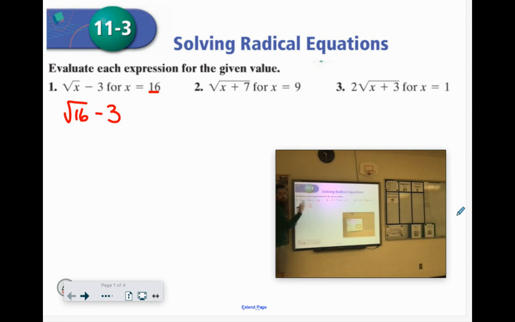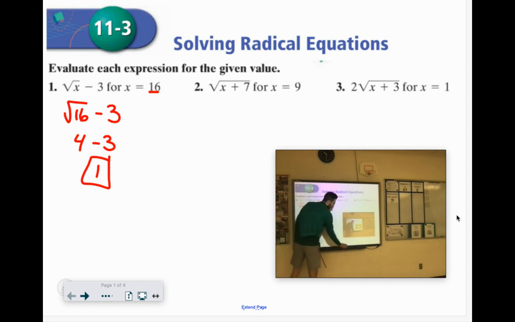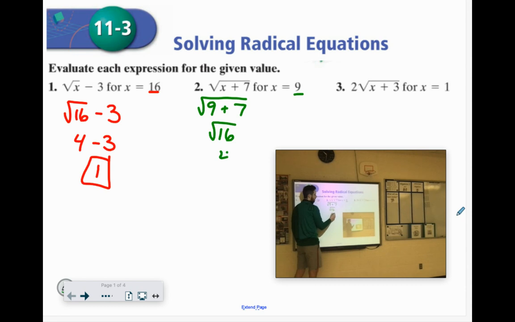And then we take the square root of 16. We're taking the principal square root, the positive one. Square root of 16 is 4, minus 3 is 1. All right. Then we're going to sub in 9 for this one. So the square root of x, which is 9 plus 7. 9 plus 7 is 16. The square root of 16 is 4.